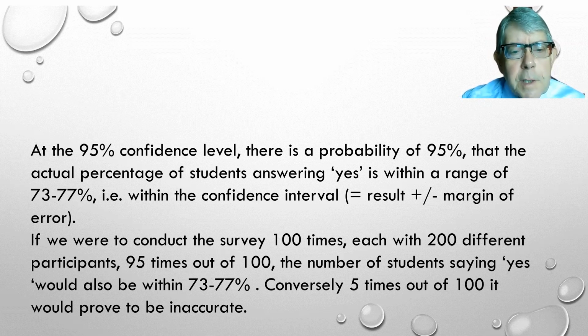So if we were to conduct the survey 100 times, each with 200 different participants, 95 times out of 100, the number of students saying yes would also be within 73 to 77%. Conversely, 5 times out of 100, it would prove to be inaccurate.